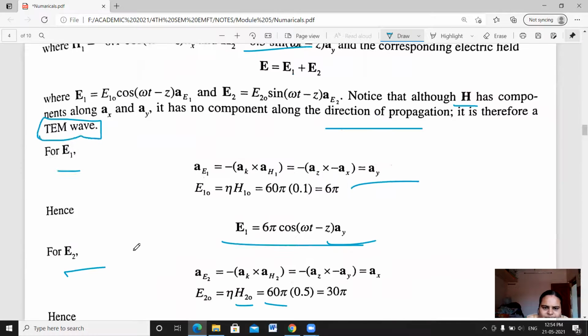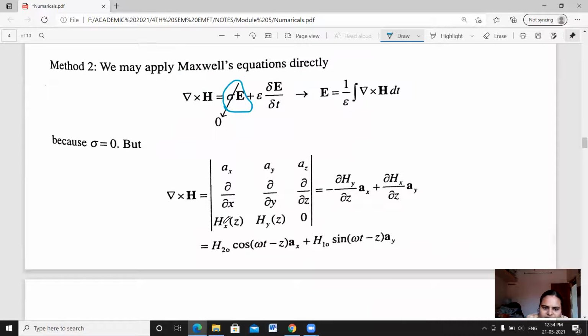Here it is going to be Hx, Hy, and 0 only. That is nothing but the usual method of determinant of a matrix. Then we will get minus ∂Hy/∂z aX plus ∂Hx/∂z aY. Then we will substitute what Hy and Hx are: H20 cos(ωt − z) aX plus H10 sin(ωt − z) aY.